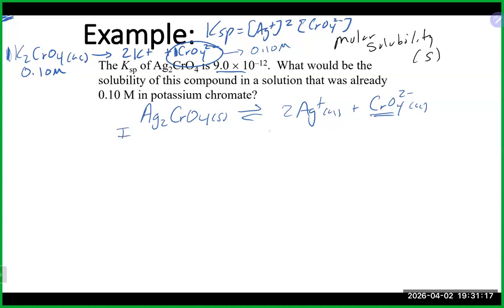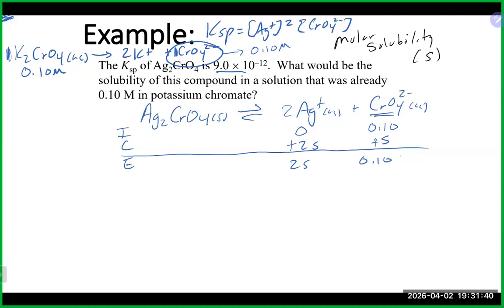So it's important, just like when you're doing buffers, that you make sure you do have the initial concentration there. Otherwise, you're not doing the common ion part of the problem. Change is going to be plus 2s and plus s. And at equilibrium here, we're going to have 2s and 0.1 plus s. Any questions on that so far? We're going to go into our expressions.